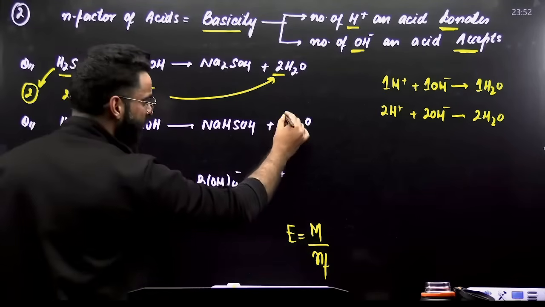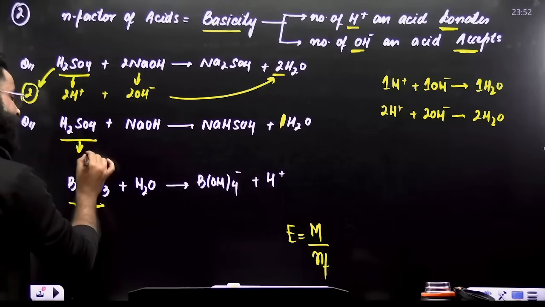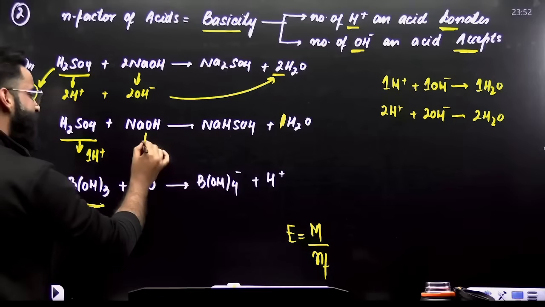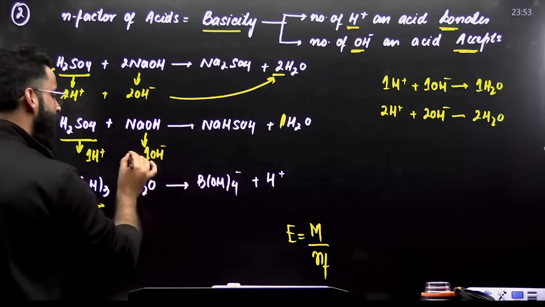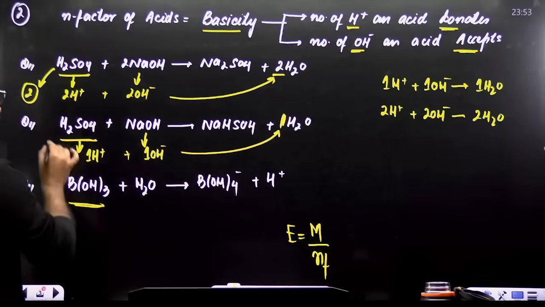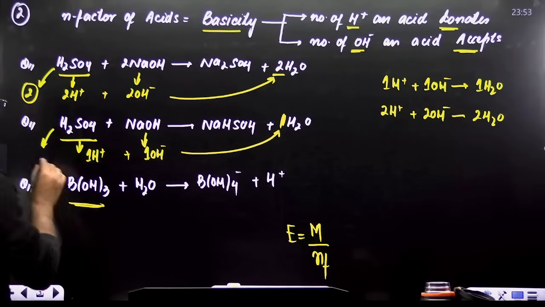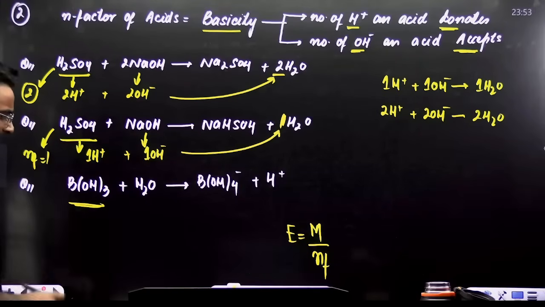If you look here, 1 water molecule is being formed. That means this acid would have given 1 H positive, right? And this base would have given 1 OH negative. They would have combined and formed 1 water molecule. So I would say this acid is giving 1 H positive, so its N factor here is going to be 1, right?